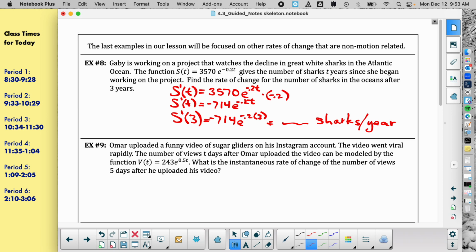I'm gonna round to the nearest whole number. Well, that would make sense. I'm not too worried about it. But you can't have a part of a shark. Or even if you did have a part of a shark, it still counts as a whole shark.